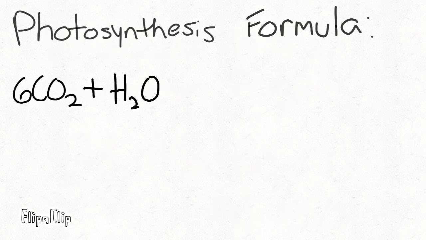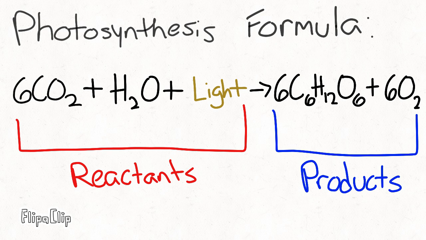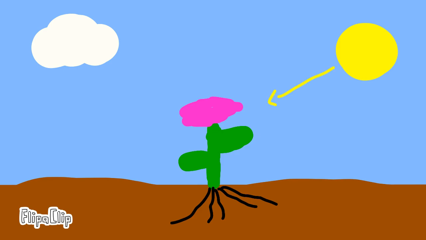This is the chemical formula for photosynthesis. The reactants are what is being used during the process, and the products are the results of what is produced. During photosynthesis, plants get light energy from the sun and also the environment.